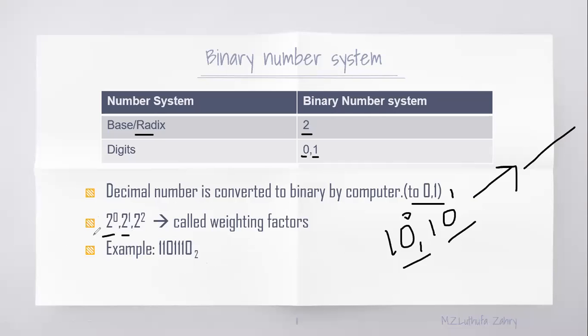Okay, so for example, one example of the binary number system is 110. All the numbers will be 1 and 0 in the binary number system. Don't forget to put the base. Okay, so that is a binary number system.